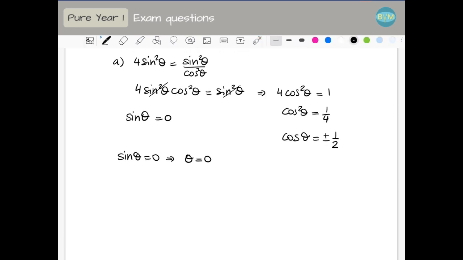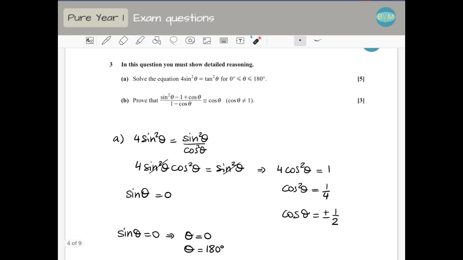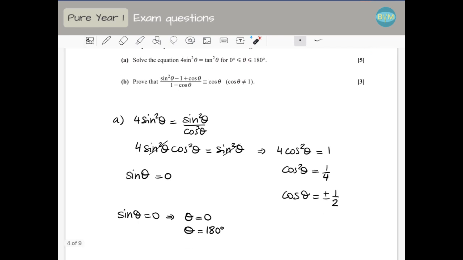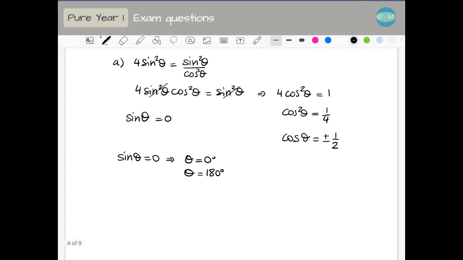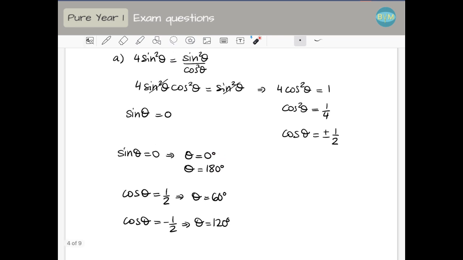Theta can be 0 and theta can be 180 degrees. And be careful, because in this case the interval includes the equal, but in some questions it won't. So these answers wouldn't be in the interval. Then cos theta equals 1/2 gives me theta equals 60 degrees in that interval, and cos theta equals minus 1/2 gives me theta equals 120 degrees. So these are my 4 solutions, and that's all in this part of the question.